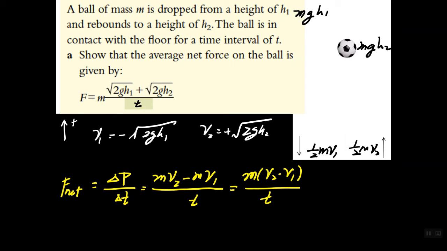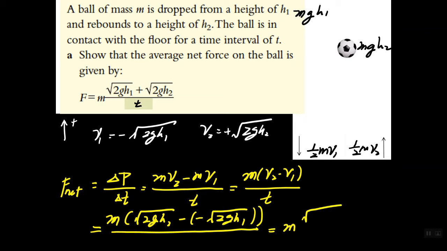Now we need to plug in the values. So velocity 2 is positive, as it is upward, and the minus root of 2gh1, as velocity 1 is in the downward direction, so that's negative. And minus becomes plus. We get m times root of 2gh2 plus root of 2gh1, divided by t, and we showed that the average net force on the ball is given by this expression.